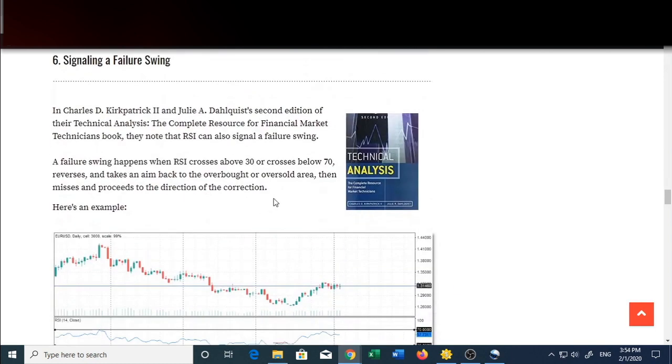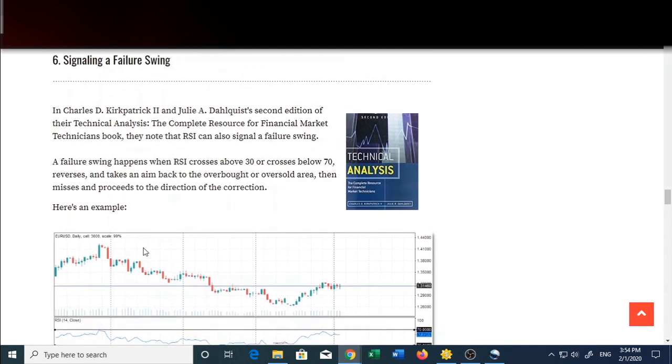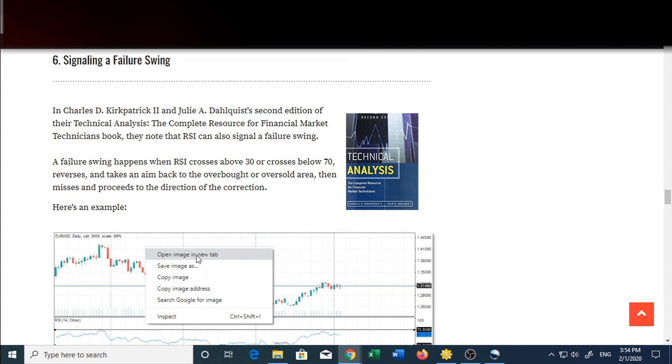And the last and final purpose of the RSI is for signaling a failure swing, and this was noted by Charles Kirkpatrick and Julie Dahlquist in their technical analysis book. So as we stated, a failure swing happens when RSI crosses above 30 or crosses below 70, reverses, and takes an aim back to the overbought or oversold area, then misses and proceeds to the direction of the correction. Now, this definition may be a little too confusing, so let's just take a look at the example we laid out.